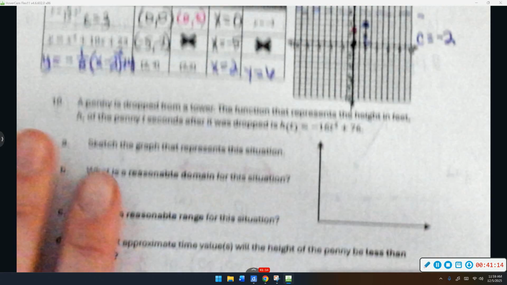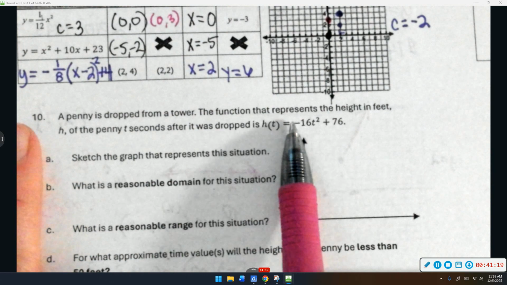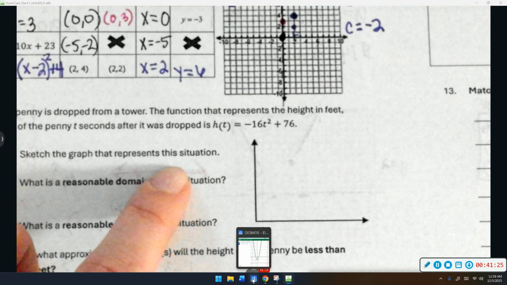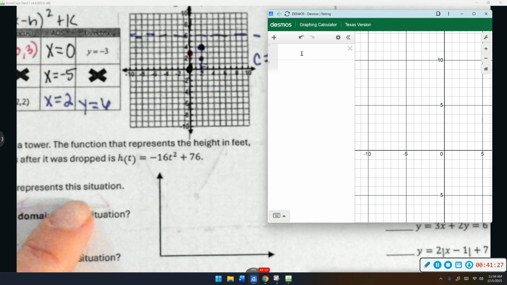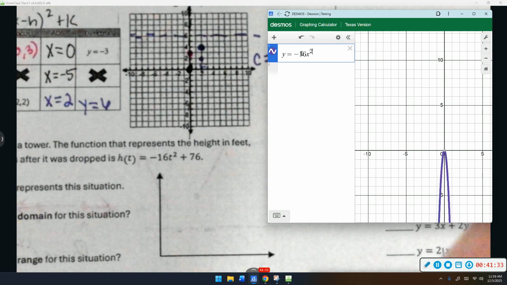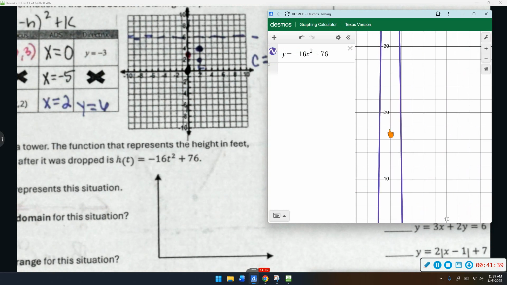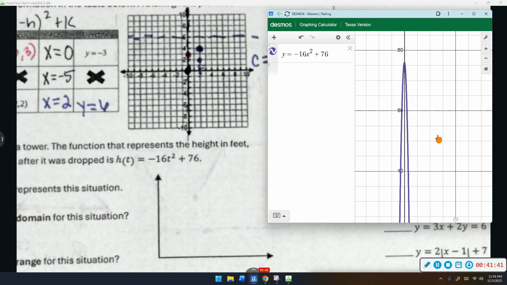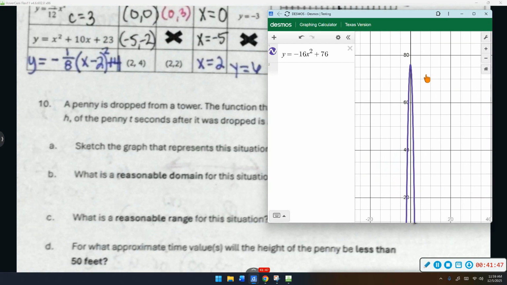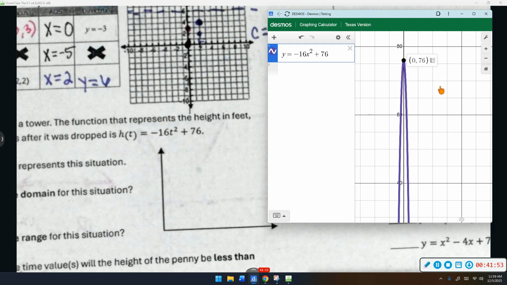All right. A penny dropped from a tower. The function represents the height in feet, h of t, of the penny, t seconds after it was dropped. There's the equation. Sketch the graph. So let's just type it in real quick. We're going to type in y equals -16x squared plus 76. Whoa, a lot going on. We just want the positive part because this is time. You can't have negative time. So basically we have the top. What's the top? 76. And it looks like this.